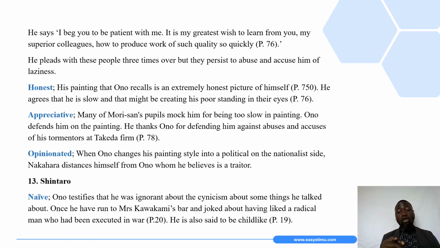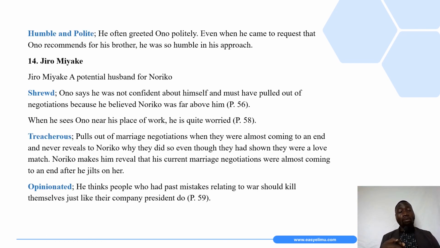So he's also said to be childlike. Another thing about Shintaro is that he is humble and polite. So he often greeted Ono politely, even when he came to request that Ono recommends for his brother. He was so humble in his approach. Then there is the last character that we come across, that is Jiro Miyake. So Jiro Miyake is a potential husband for Noriko.